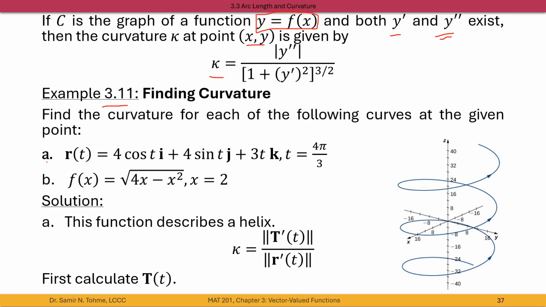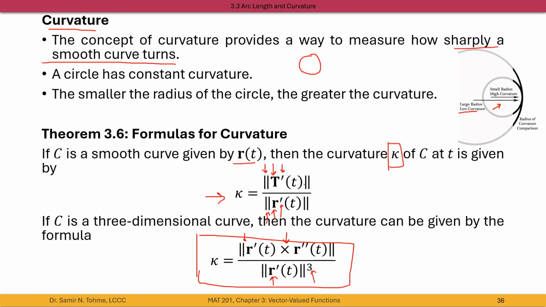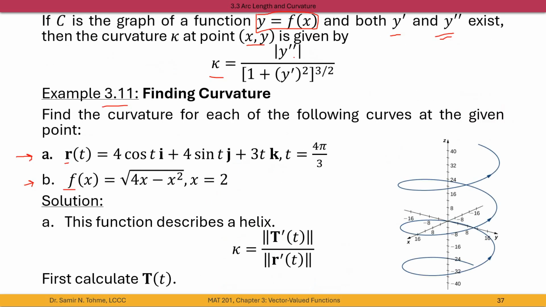In example 3.11, in part A, we are given a vector function r. In part B, this is a real function. So we're going to use two different equations. We're going to use this one, the kappa, for part A, and for part B, we're going to use this one.